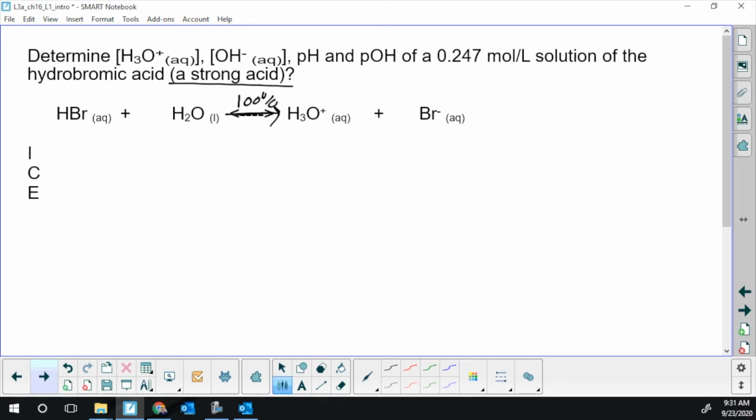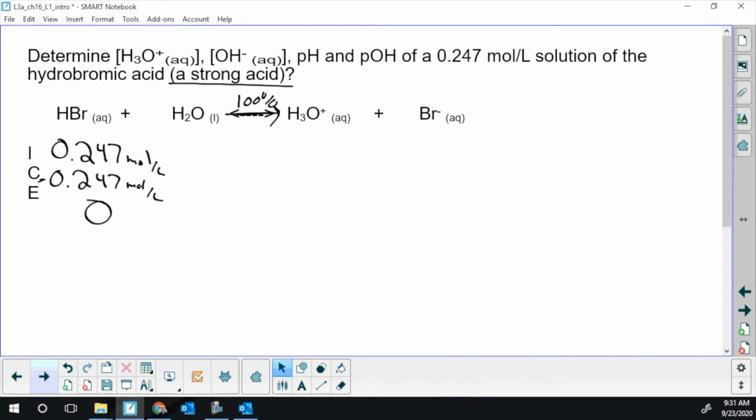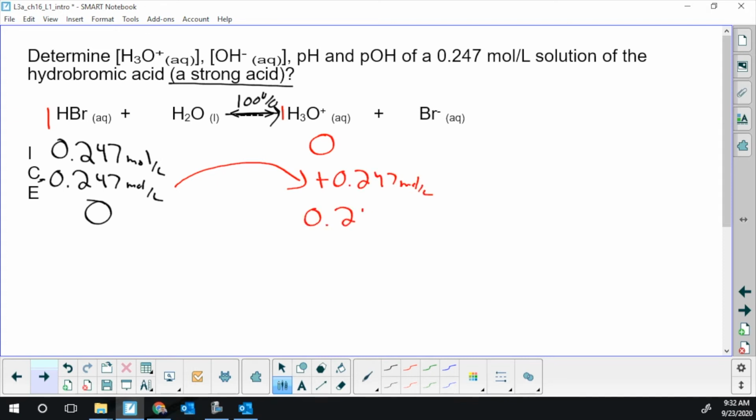If we look at how much hydrobromic acid we start with, it's all going to go away. I left my per liter out of the top units when I first wrote them. All of that hydrobromic acid, this change is going to 100% tell us our change for H3O plus, which is going to start at 0. 1 HBr is going to make 1 hydronium, and all strong acids have this 1-to-1 ratio. So you're going to make almost a quarter of a mole per liter.